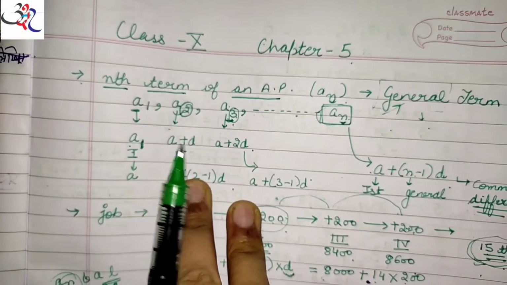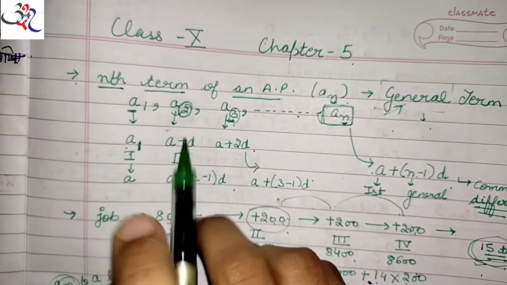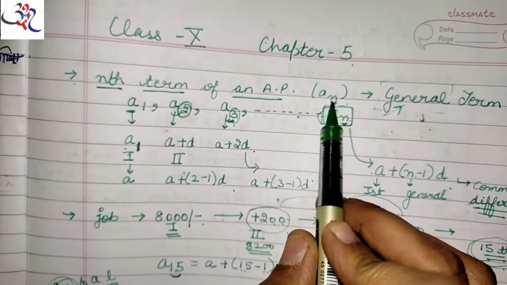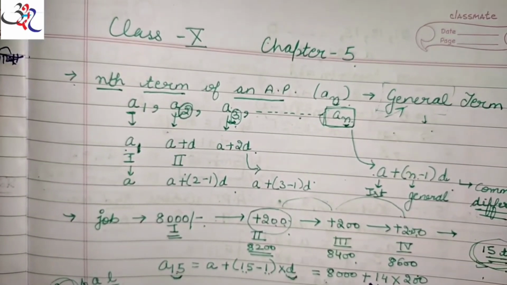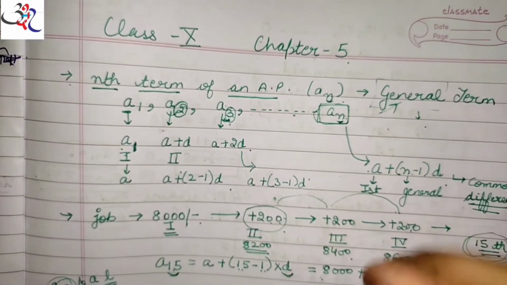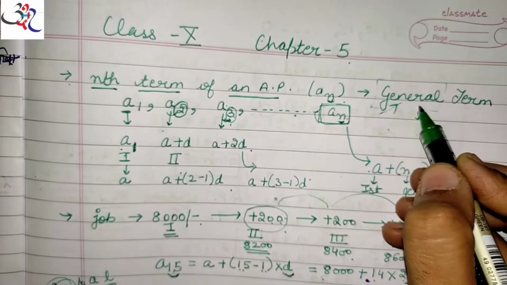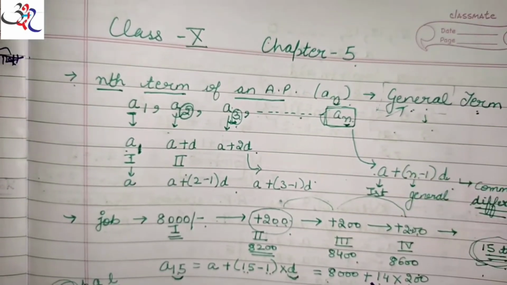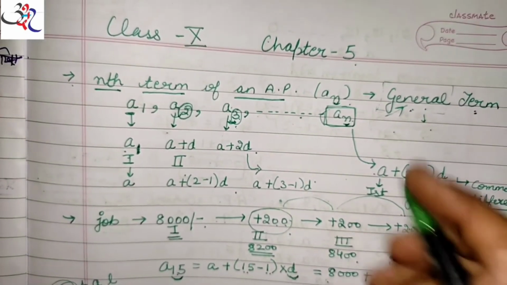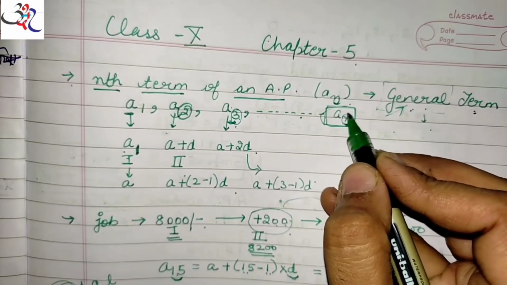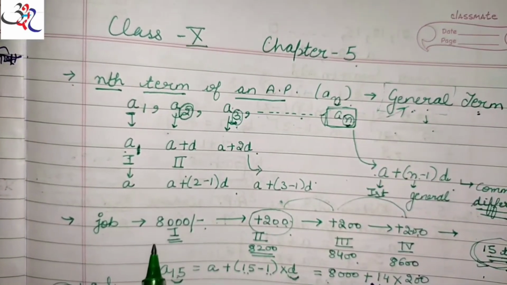So this nth term, let's first understand what it means and how to denote it, and then we will use it in the examples. Okay, so what is the nth term? Another name for the nth term is the general term. Why general term? Because this n can be any term of the AP.